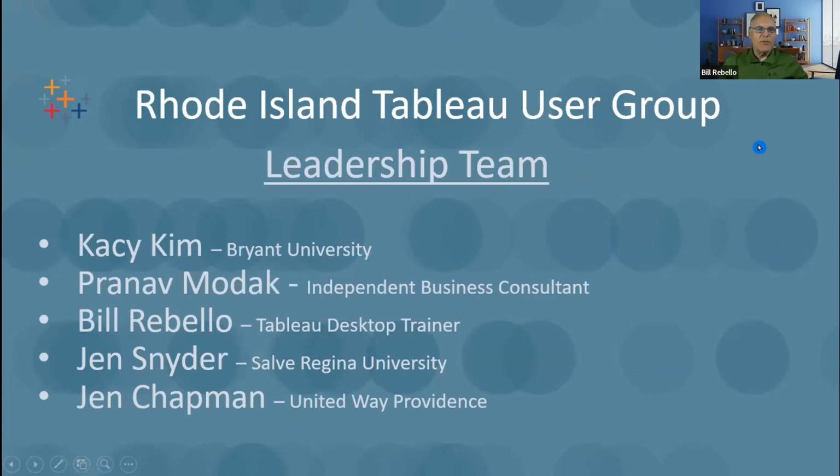So we've got a group of people on our leadership team, and most of these people are relatively new to it: Casey, Kim, Pravna, myself, Jen, and Jennifer Chapman, by the way, from the United Way, who is going to join us starting next month. She's been tied up. And we're also looking for additional people to join the team. We'll talk more about that in a minute.